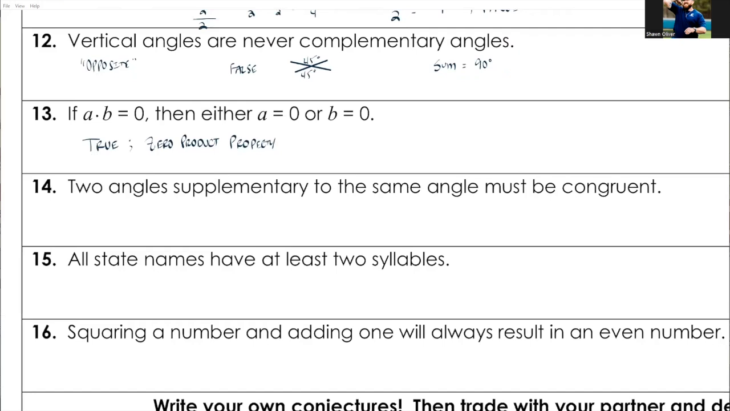If 2 angles are supplementary to the same angle, they must be congruent. Supplementary to the same angle, meaning they add up to be 180 with the same angle. True. This is called the supplement theorem. We'll learn this one as we go through this unit.